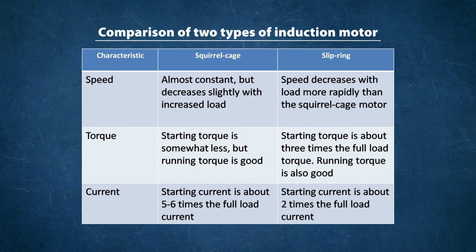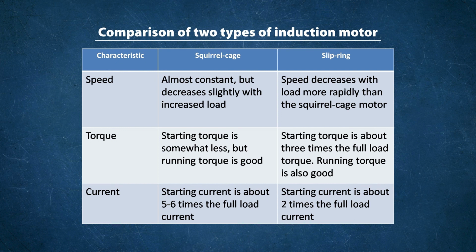Squirrel cage or slip ring. Speed is very important. In a squirrel cage motor, the speed is almost constant, but decreases slightly with increase in load. But in a slip ring induction motor, the speed decreases with load more rapidly than in the squirrel cage induction motor.